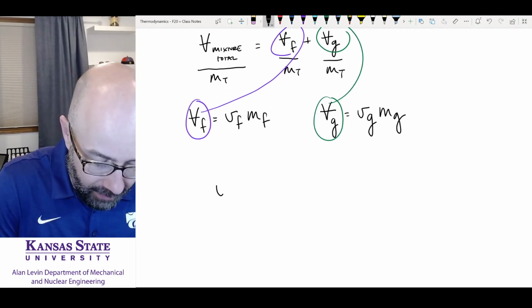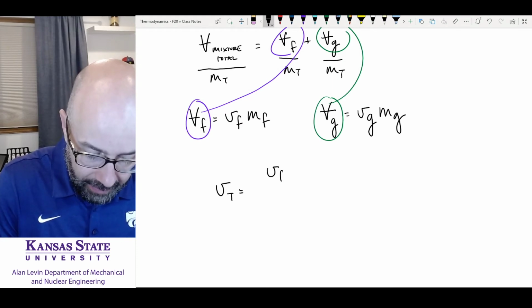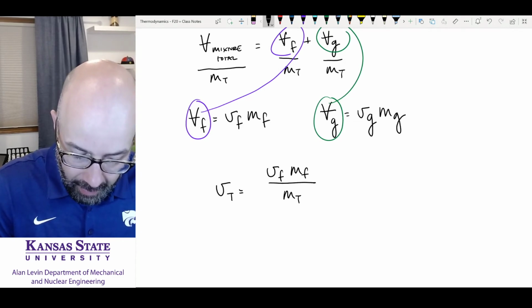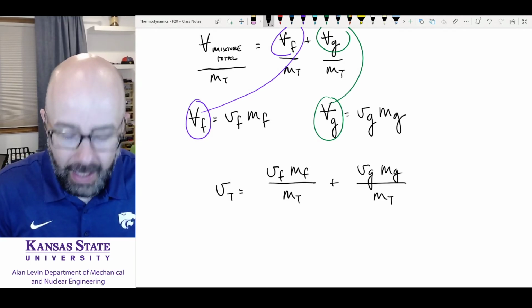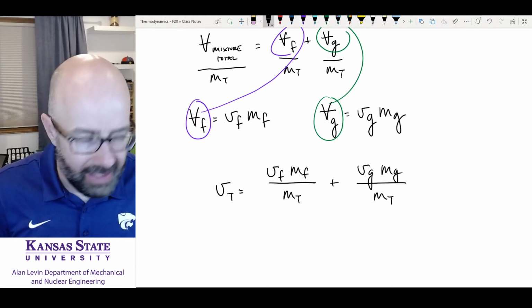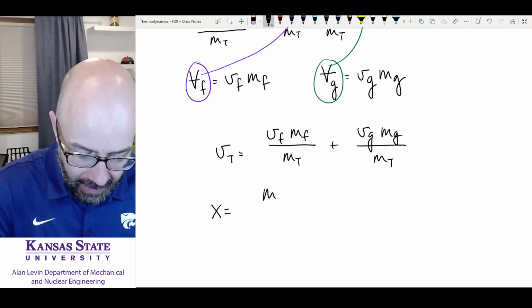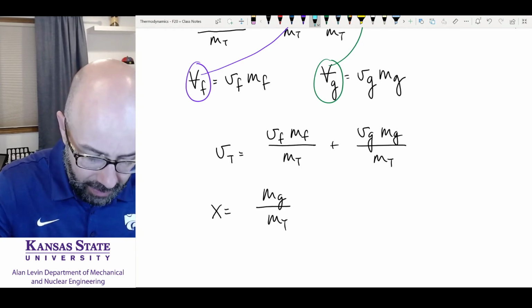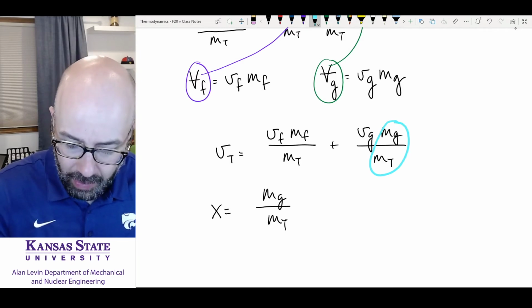We get the specific volume of the mixture total is equal to vf mf all over total mass plus vg mg all over total mass. Now remember what our definition of quality is. Our quality definition is the mass of the vapor all over the total mass, which seems to be right here. This is equal to x.